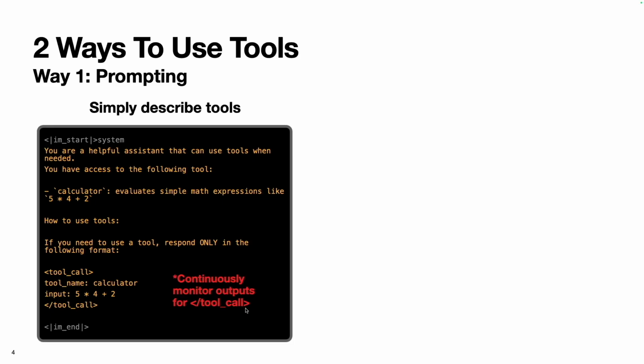So this is going to require us to continuously monitor the outputs of the model and check for this end token or special string of /tool call. We know when the model generates this, it's trying to run this function, so we can write some extra code to implement that, and then we can inject the output into this conversation. So this is how a lot of people implemented tool use over the past 18 months, 12 months or so.